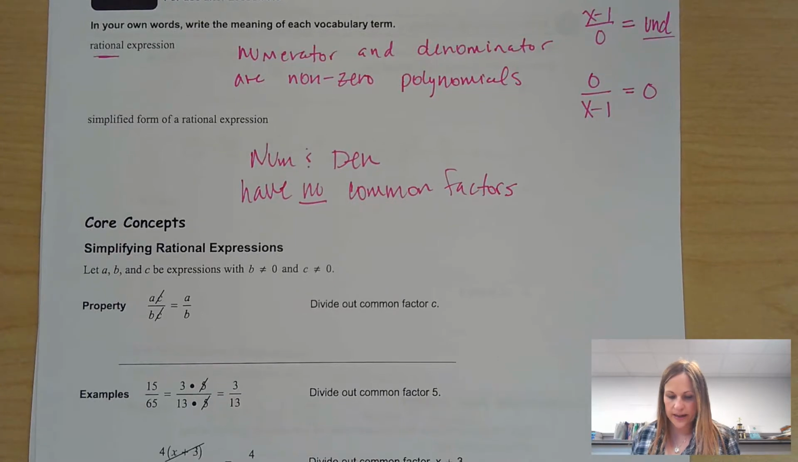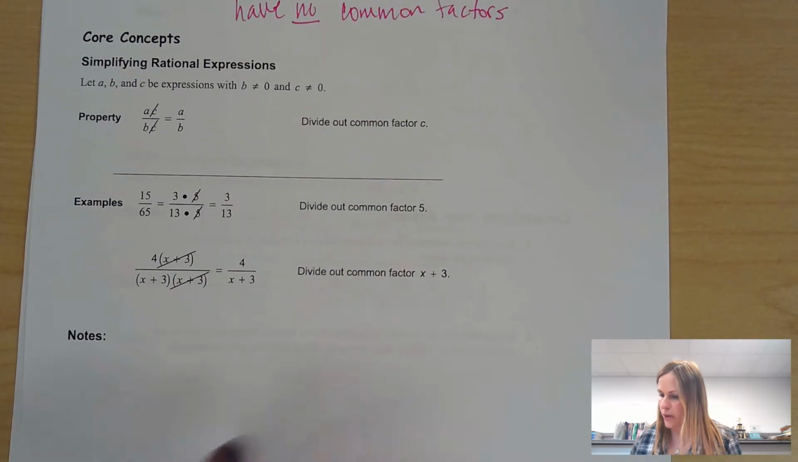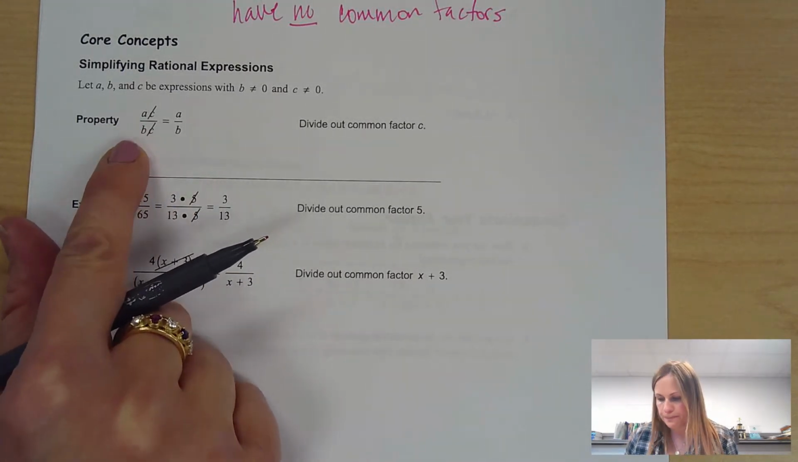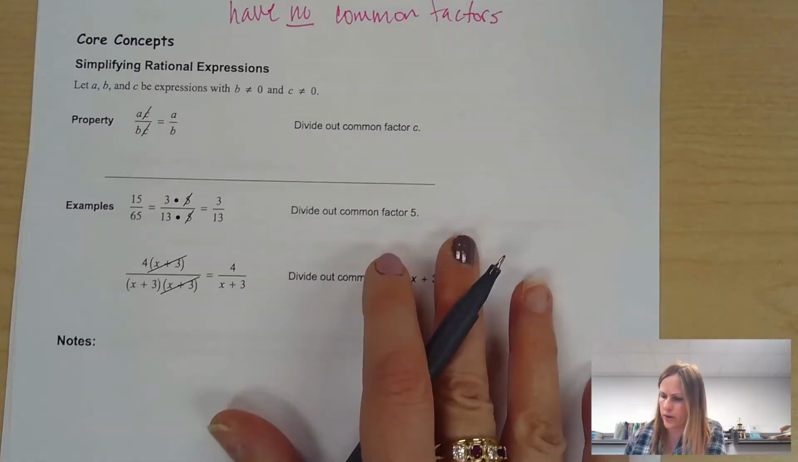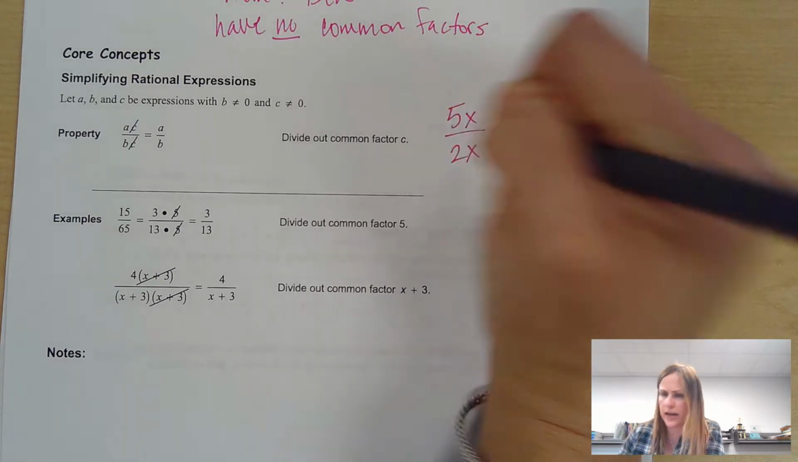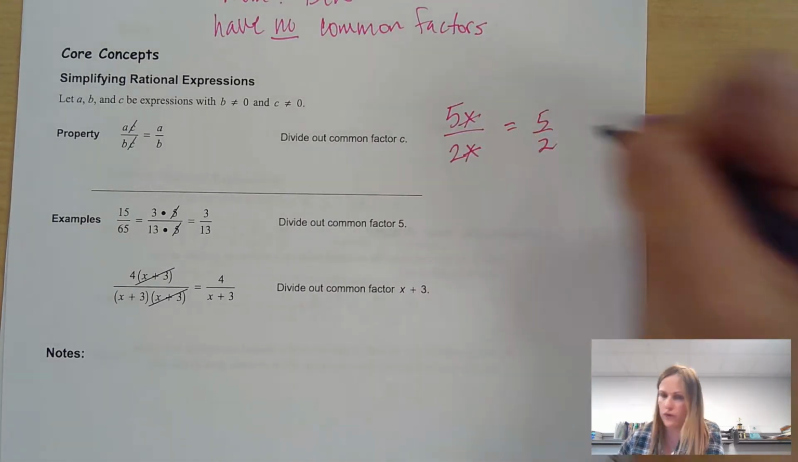Okay, so let's chat a little bit about what we're going to be doing today. Today we're just going to talk about simplifying rational expressions. You might have seen, and we've done this before, that if you had a variable on top and a variable on the bottom, you can cancel each other out. So think about if I had 5x over 2x, right? I could cancel out my x's and say this is just 5 over 2.